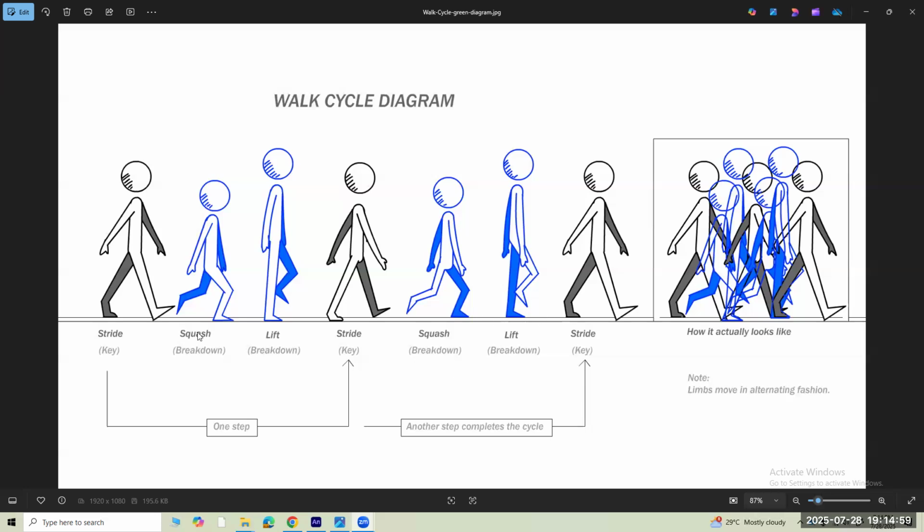Okay. So from this stride up until this stride, this constitutes one step. And from this stride up until this stride, this constitutes another step. So you need to complete two steps in order to complete the walk cycle animation. The third stride right here is similar to this stride right here, the first stride. So it basically went back to its original posing. All right.